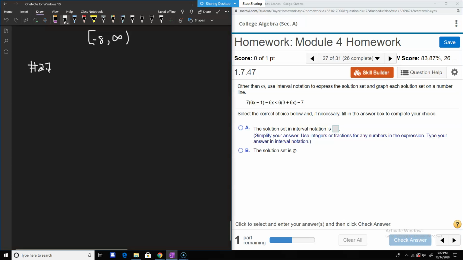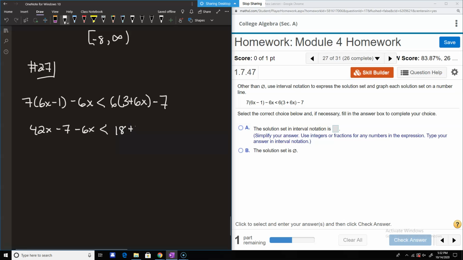So number 27, we have 7 times the quantity 6x minus 1 minus 6x less than 6 times the quantity 3 plus 6x minus 7. So I have two things I need to distribute. I need to distribute the 7 on the left-hand side and the 6 on the right-hand side. So I have 42x minus 7 minus 6x is less than 18 plus 36x minus 7.